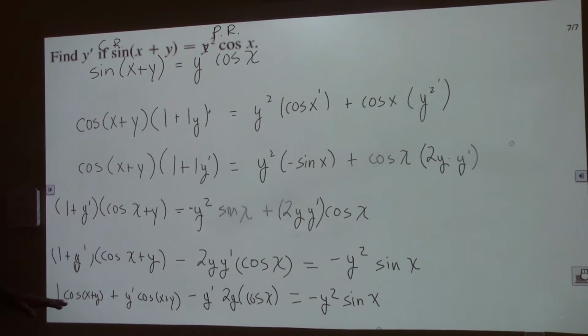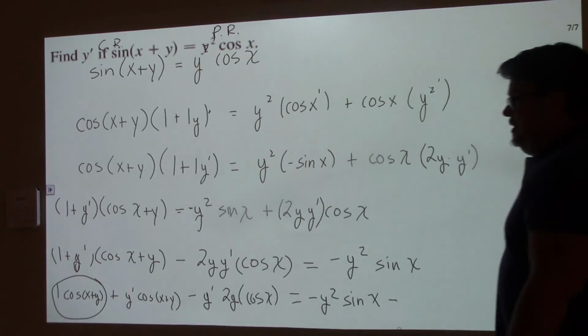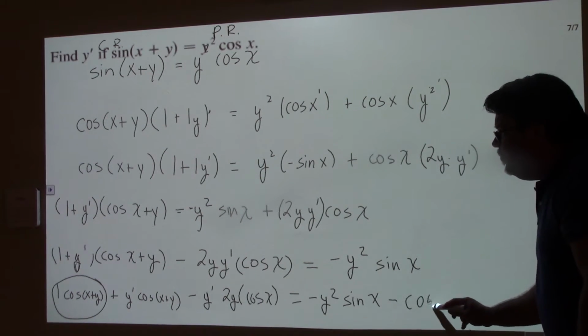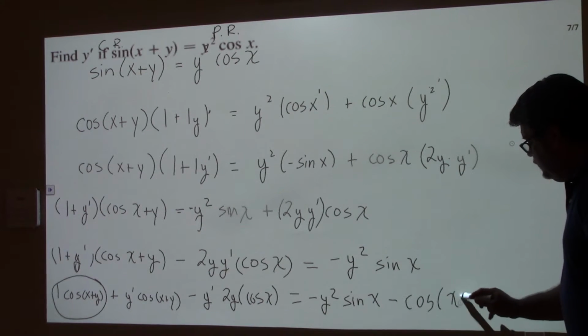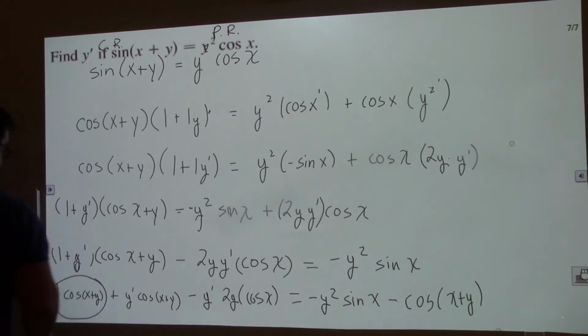Now, what do you know you can do now? Well, this 1 cosine of x plus y can go where? Where? Okay, enunciate. That means speak. The other side of the equation. This right here can go to the other side. How do you get rid of a positive 1 cosine x plus y? You subtract it. So negative, and you don't need the 1, negative cosine of x plus y. So that takes care of this guy.